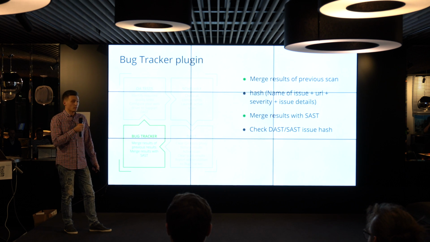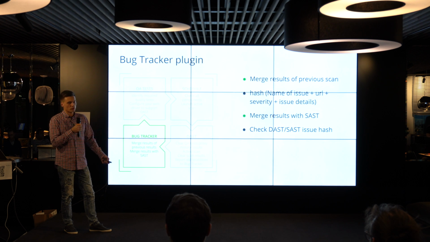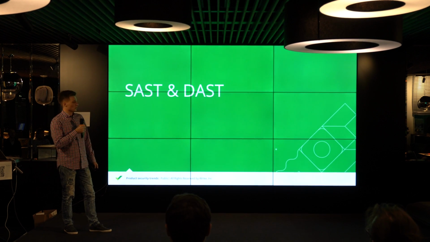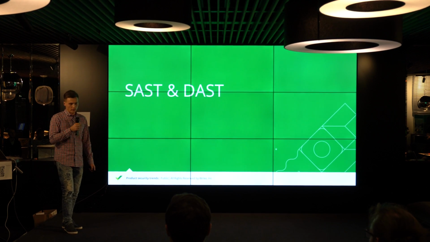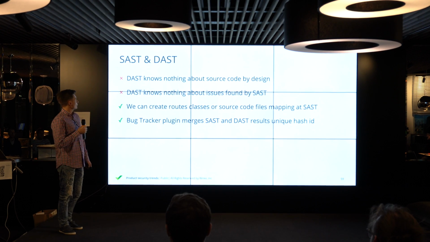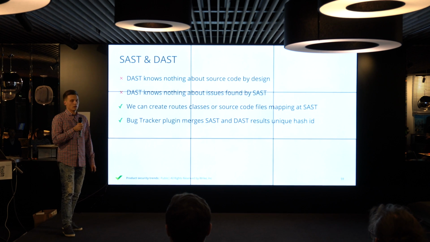And it helps us to identify the results we previously found with SAST software, and we will talk about the SAST analysis integration a little bit further. So how it works for the SAST. The problem: dynamic application security testing tools know nothing about the source code, and we should teach them how to find the issue in the source code. And for these purposes, we are using the SAST software.